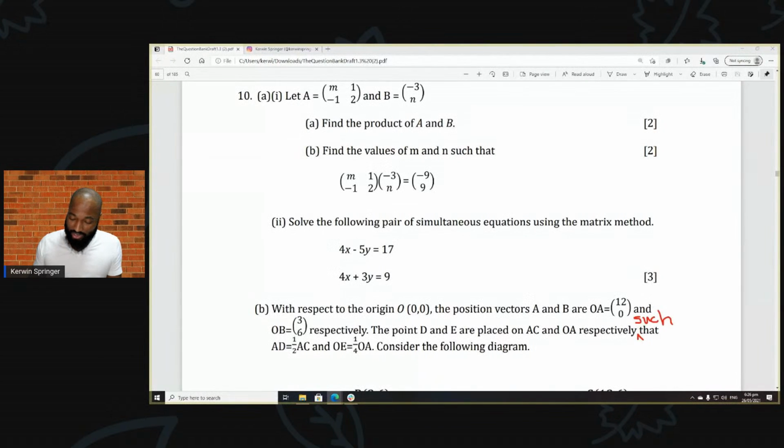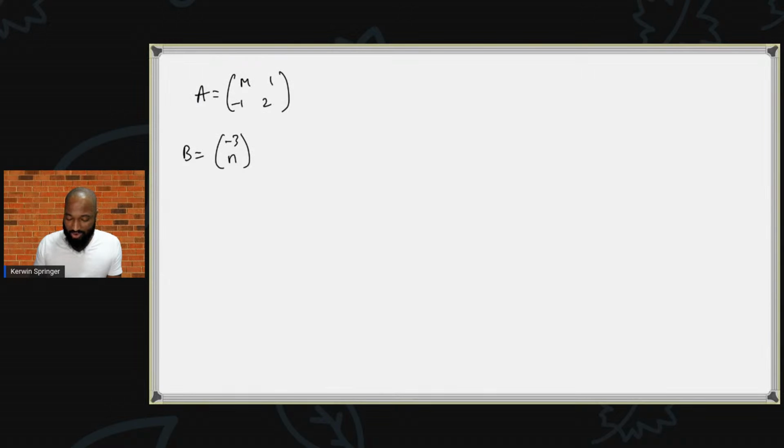Just saying. And find the product of A and B. Now, there's only one way you can multiply these types of matrices. The only way is by putting the 2 by 2 first, and then the 2 by 1 after. If you try the other way around, you'll get an error. Can't. You can take a look at my video on matrix multiplication to see why.